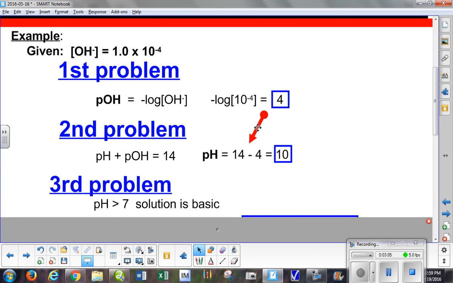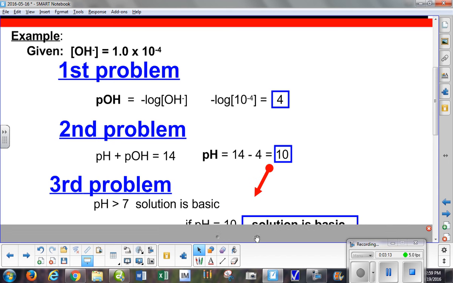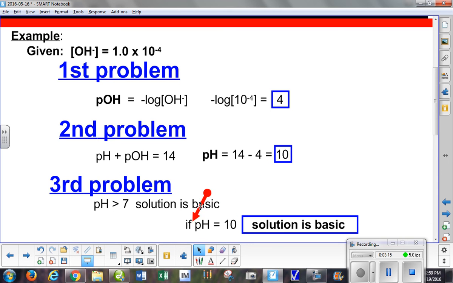Now a pH that is greater than 7 has got to be a solution that is basic. And so now if the pH is 10, the solution is basic. Of course, if the pH is below 7, it'll be acidic. But that's how you're going to work these particular problems. Okay, let's do a second example.